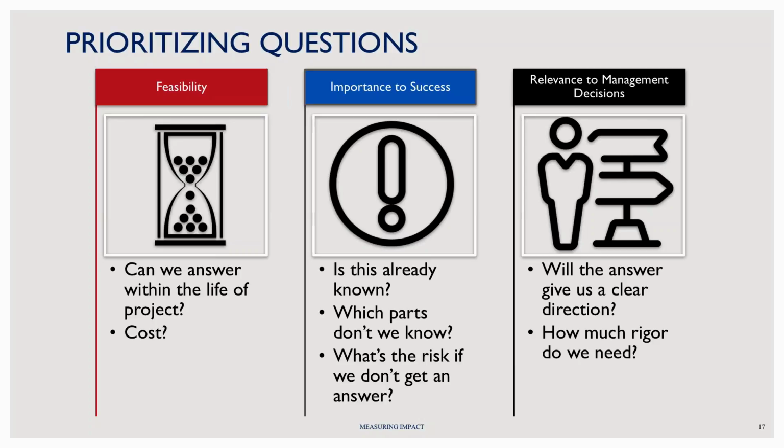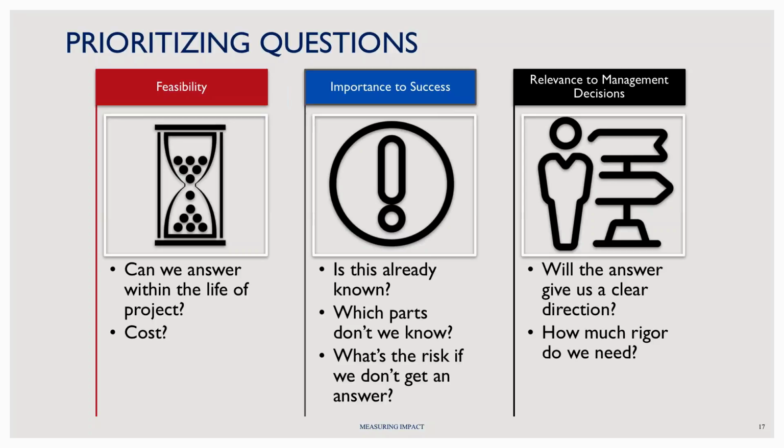Then thinking about, okay, how important is it that we satisfy this question or fill this knowledge gap? Is this already known in some ways, maybe by other people, and we just need to find that out? Or which parts really don't we know, and we want to focus in on those areas. And then also think about what's the risk if we don't get an answer? Because there may be some things where the risk is relatively low, and some things where it's high, where if we don't get an answer, we won't know what to do, and we may not get the results that we're looking for.